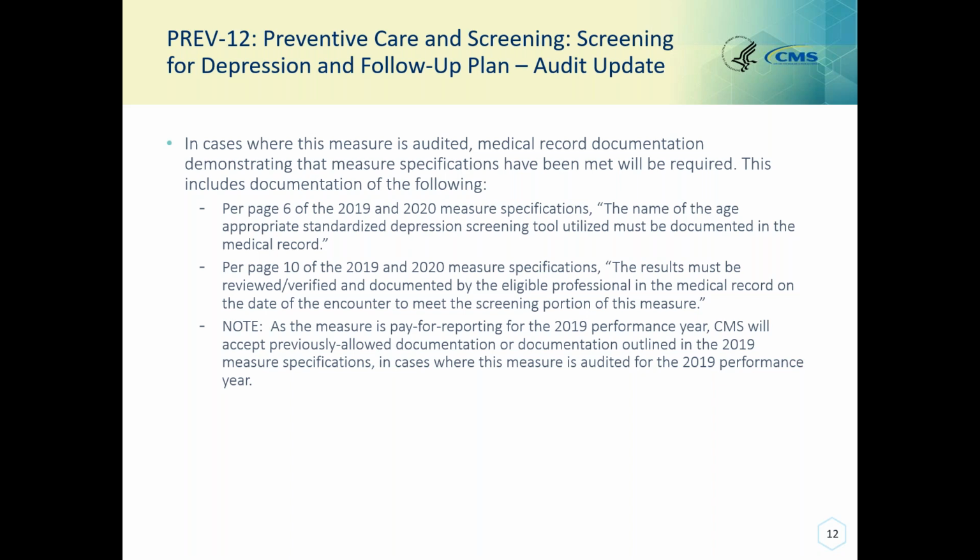Please note, as the measure is pay for reporting for the 2019 performance year, CMS will accept previously allowed documentation or documentation outlined in the 2019 measure specifications in cases where this measure is audited for the 2019 performance year. Again, I'm going to repeat this last statement. For the 2019 PREV 12 measure, CMS will accept previously allowed documentation or documentation outlined in the 2019 measure specifications in cases where this measure is audited for the 2019 performance year.